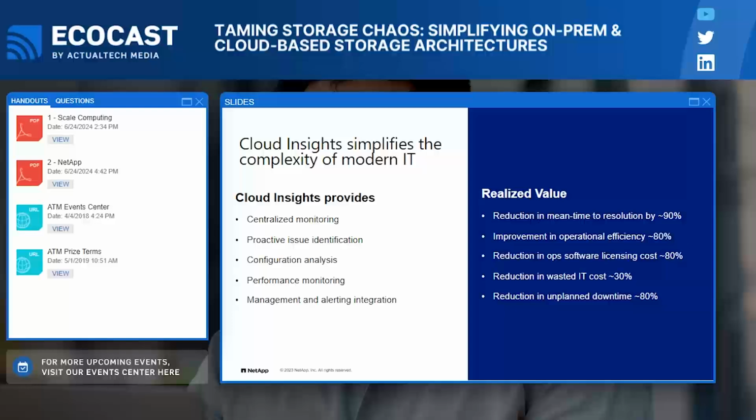So CI will simplify the complexities of your infrastructure through centralized monitoring and alerting of your metrics and log events, and proactive issue identification. This could be time to full on pools or nodes, or monitoring of specific metrics to keep your workloads running. We can assist with configuration analysis.